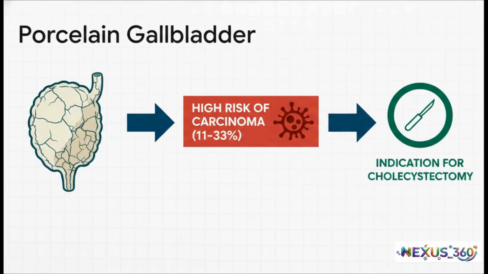And listen up, because this is a massive exam topic. If you see a porcelain gallbladder, your brain needs to immediately scream cancer risk. The association with gallbladder carcinoma is really high. Because of that risk, finding this is an absolute game changer. It's one of the few times we will take out a gallbladder even if the patient has 0 symptoms.